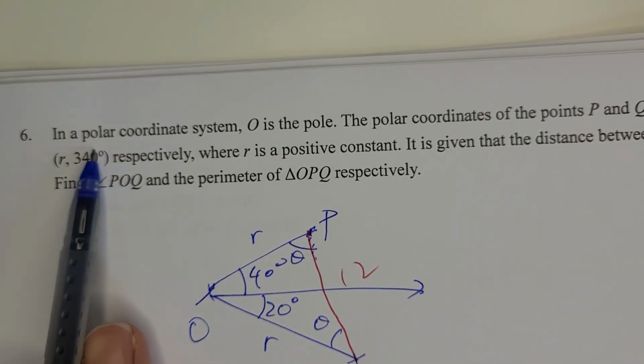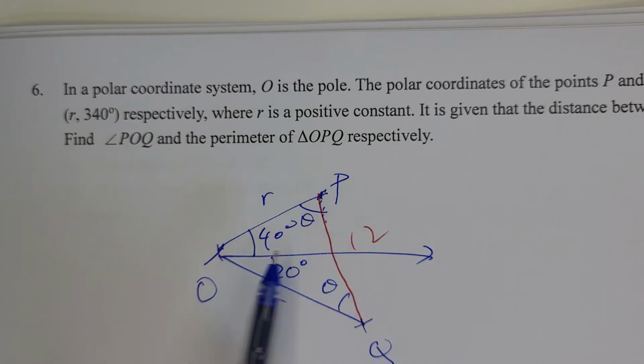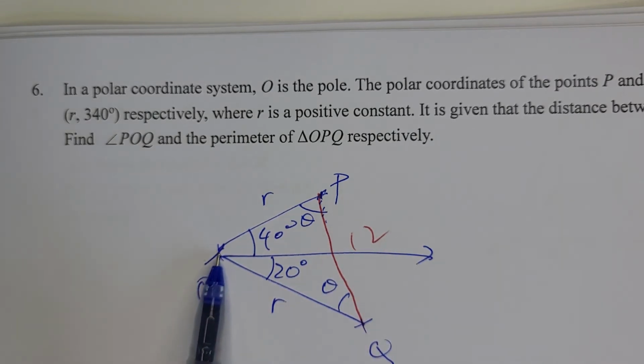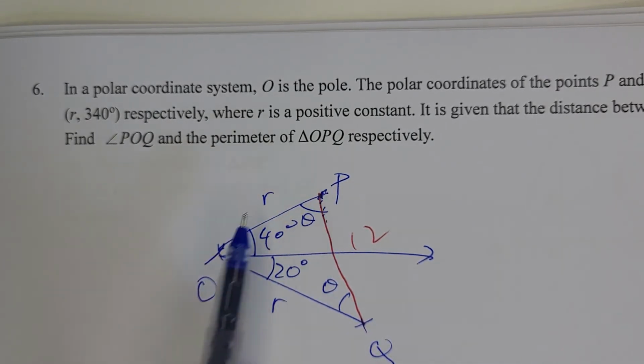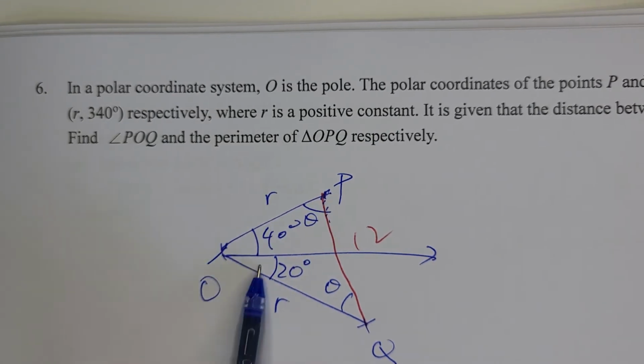Remember, when you are working with the polar coordinate system, you always start from this one, okay? Draw the positive axis with pole. R is the distance between center to the point. Angle is always measured in anti-clockwise direction.